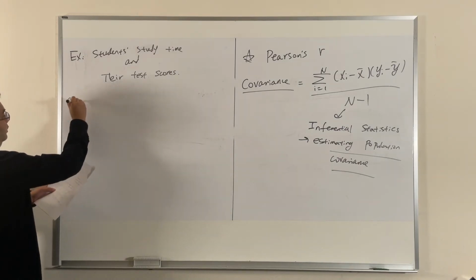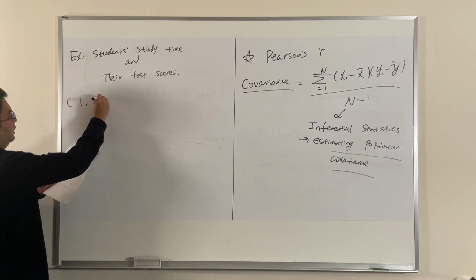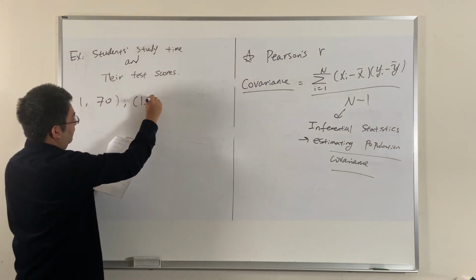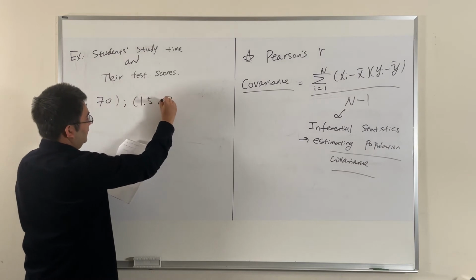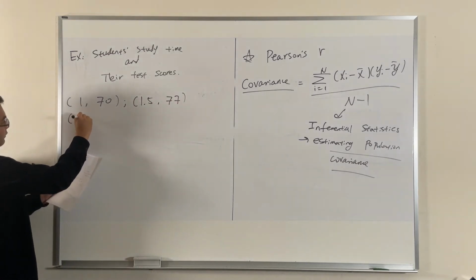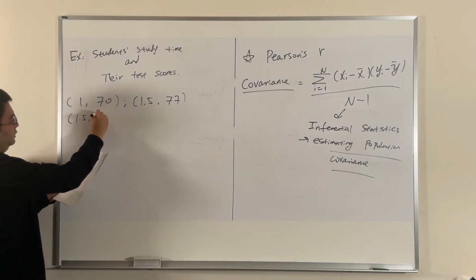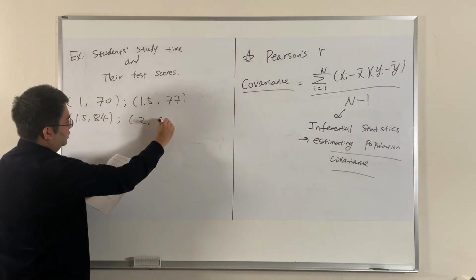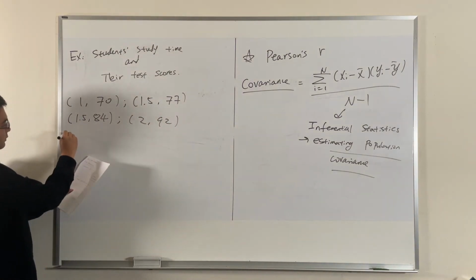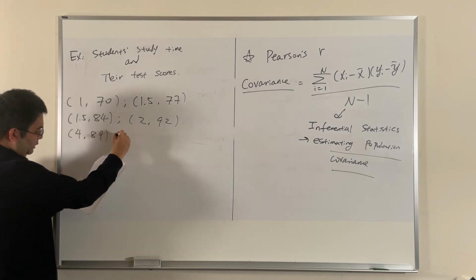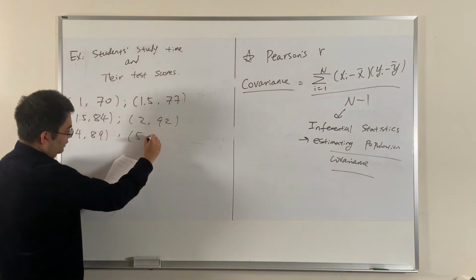So it's student 1, 1 hour studying, and the score is 70. 1.5 hours of studying, the score is 77, and then, let me do it here, 1.5 hours of studying, the student gets 84. 2 hours studying, 92, and then 4 hours studying, 89, and then 5 hours of studying, 98. Okay.